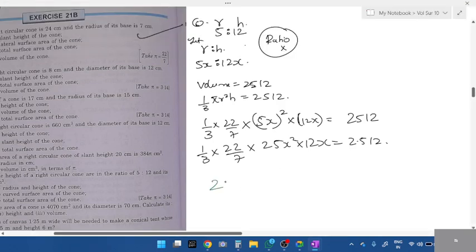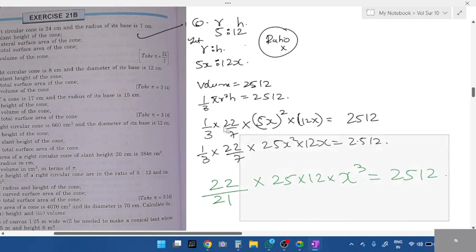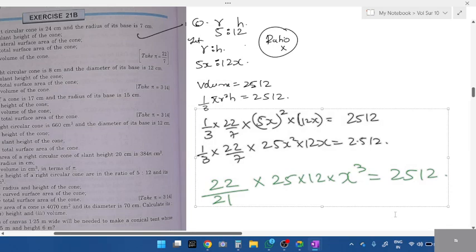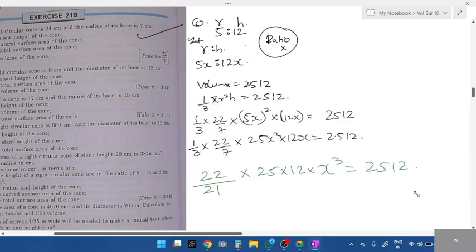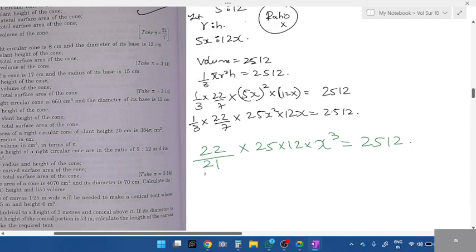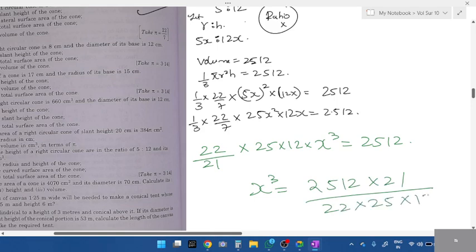Then when you multiply, you get 22 by 3 sevens are 21. Let me keep 25 and 12 as it is. X square into x is x cube. Try this. Therefore, x cube is equal to 21 goes to the other side: 25 into 12 into 21 divided by 22 into 25 into 12.